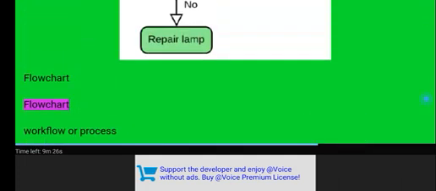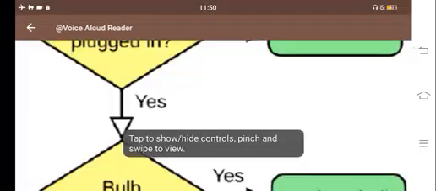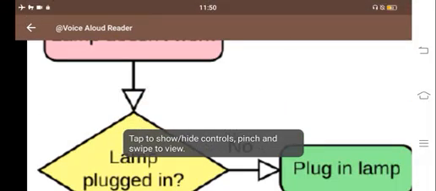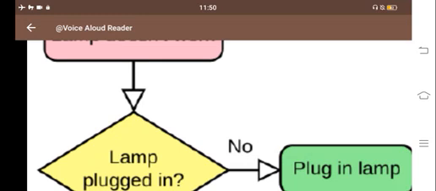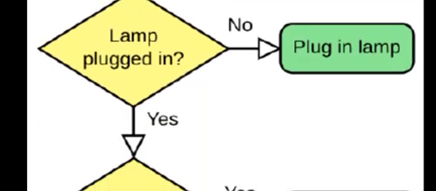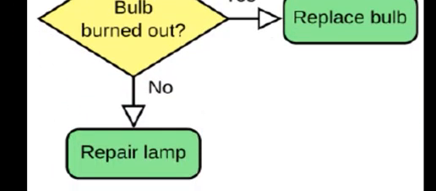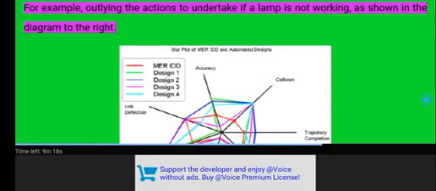Flowchart. Workflow or process. Represents a workflow, process or a step-by-step approach to solving a task. The flowchart shows the steps as boxes of various kinds, and they are ordered by connecting the boxes with arrows. For example, outlining the actions to undertake if a lamp is not working, as shown in the diagram to the right.